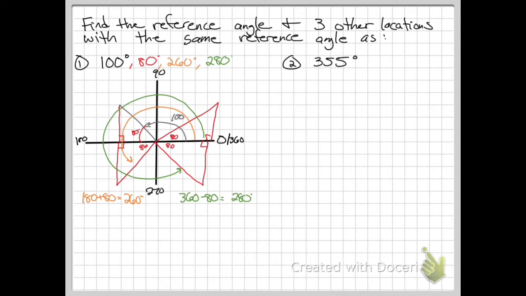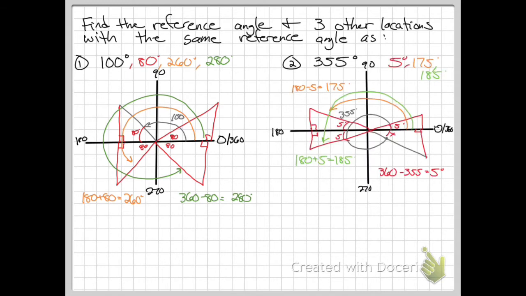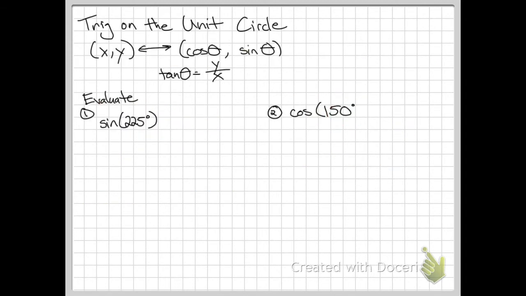Pause it. Okay, again, find the reference angle first. 355 put me all the way in quadrant 4. It was a 5-degree reference angle. So quadrant 1, 5 degrees, would have to climb the same height. Quadrant 2, 180 minus 5, so 175 degrees would have to climb the same height. And quadrant 3, 180 plus 5, so 185 degrees would have to climb the same height, or, worded differently, have the same reference angle.